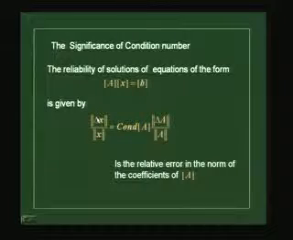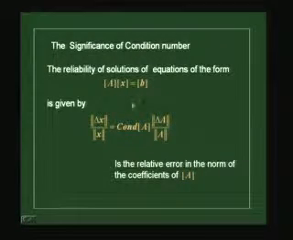Now, what is the significance of this number? It relates to the reliability of solutions of the equations of the form Ax equal to B. So we saw that, and that's given by.